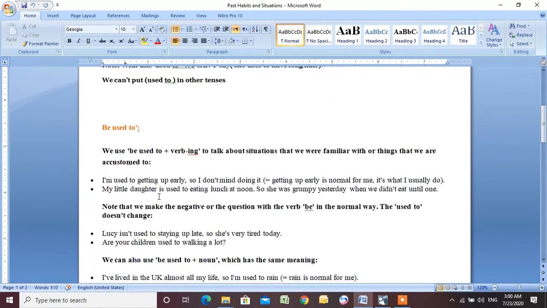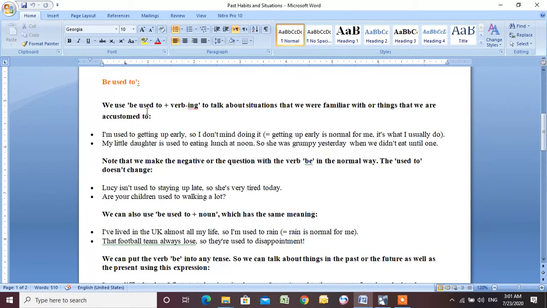Then we move to be used to. We use be used to plus verb plus ing. So this is the form after be used to. Of course, be can be am or is or are. And then used to, and then verb plus ing.